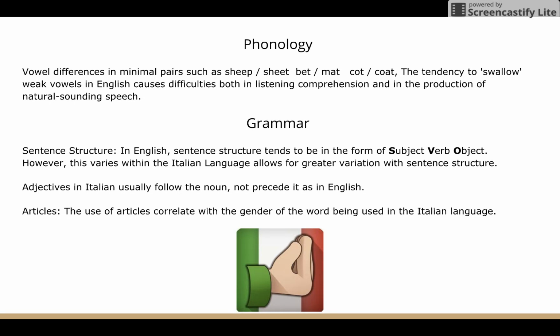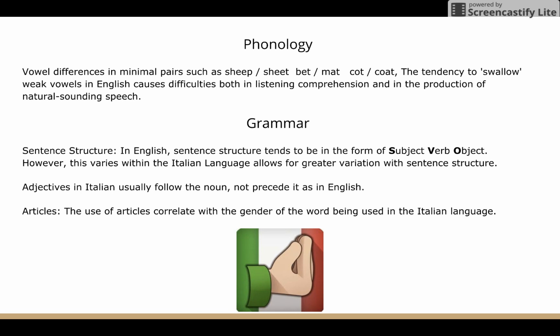So then moving on to grammar, sentence structure in English and Italian vary immensely. So in English, sentence structure tends to be in the form of a subject, then a verb, and then some type of object. However, this varies within the Italian language, and it allows for a greater variation with sentence structure. Meanwhile, with English, if the order is out of order, it means a totally different meaning to the sentence. So some adjectives in Italian usually follow the noun. They do not precede it as in English. So we have another big difference there with grammar.